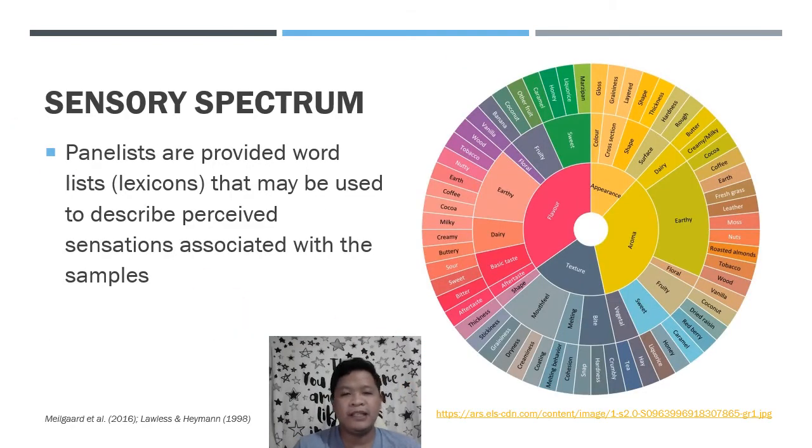So here, because you already have a lexicon, your life is a bit easier because the words are already there. You don't need to think of the words to describe them. You just need to think of what those words mean. You just need to be aware that when we say fresh grass, you know what that is and why it's different from earth and why it's different from moss and so on. So that's what the panelists need to be trained on, understanding the meaning of the term, but not the fact that they have to come up with terms to start with.